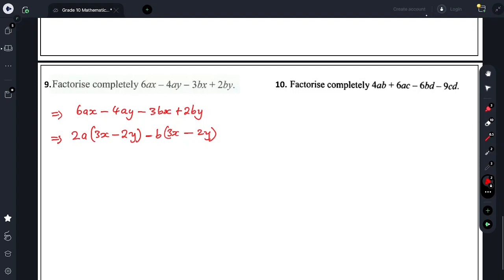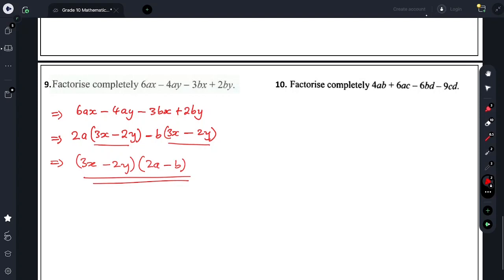So here now you can just check that this is common here and here it is common, so you factor it out as a 3x minus 2y, then you close, then here you open, you remain with 2a, then on this side you remain with b, like that. So this will be like your final answer.